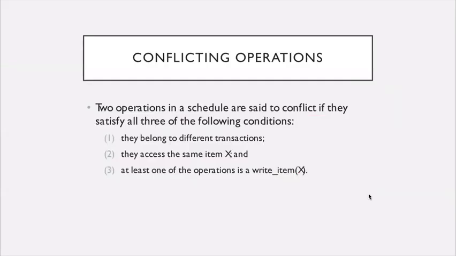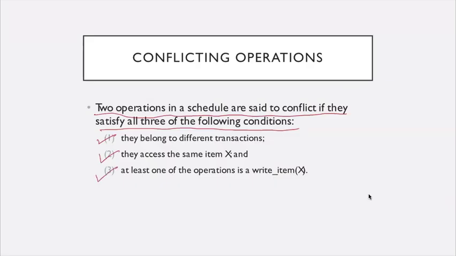Now, when multiple transactions are executing concurrently, there are said to be some conflicts. Some operations can be in conflict. Two operations in a schedule are said to conflict if they satisfy all three of the following conditions. First of all, they should belong to two different transactions. They access the same data item X, and at least one of them must be a write operation.